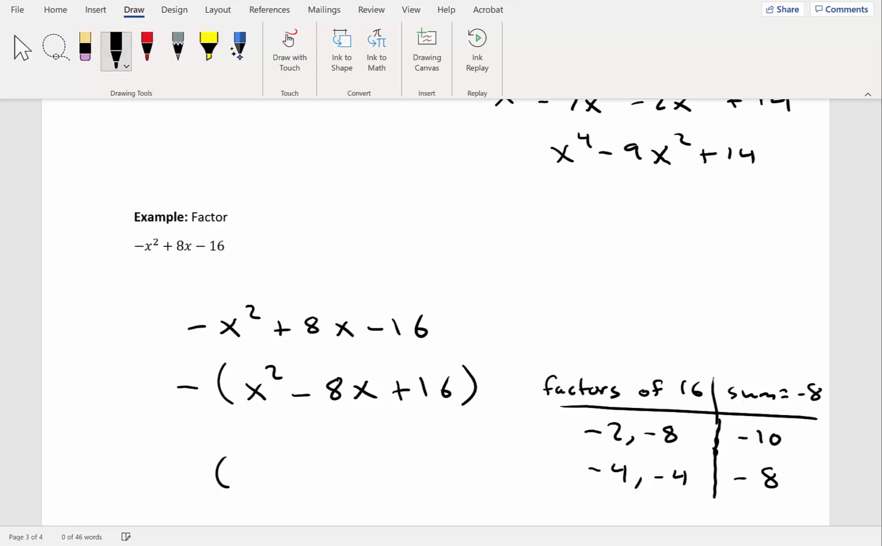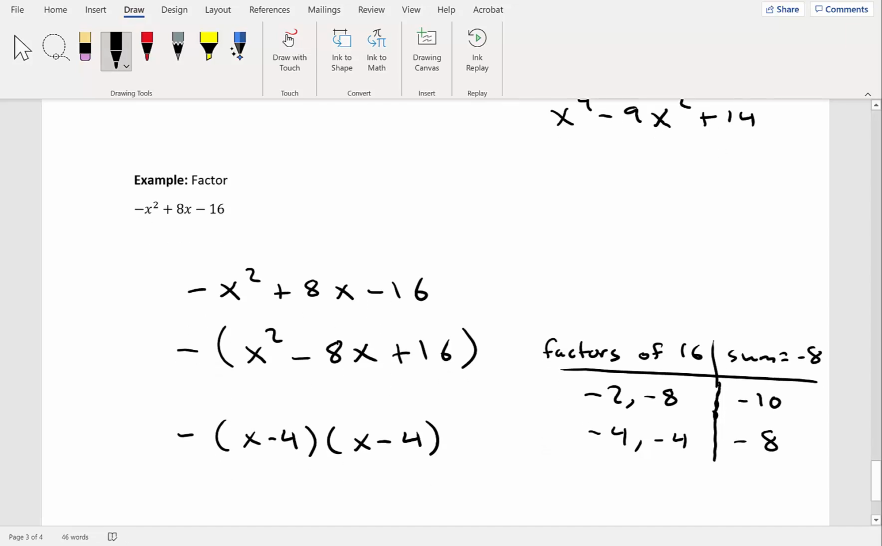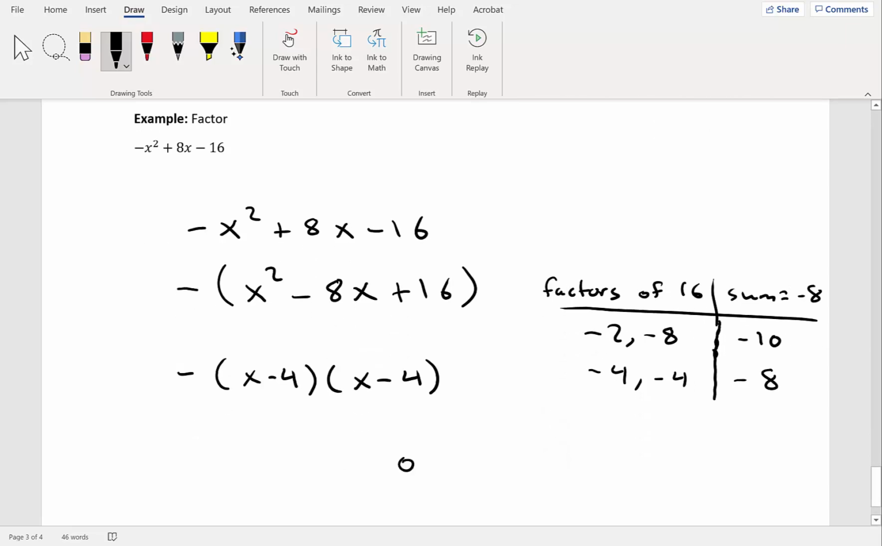So this is going to factor into x minus 4 times x minus 4. But just remember, don't forget about that negative we factored out in the beginning. You're going to have to include that in your answer. So we have negative and then x minus 4 times x minus 4. Or another way that you can write this out, since you have the same factor twice, this would be negative and then x minus 4 squared.